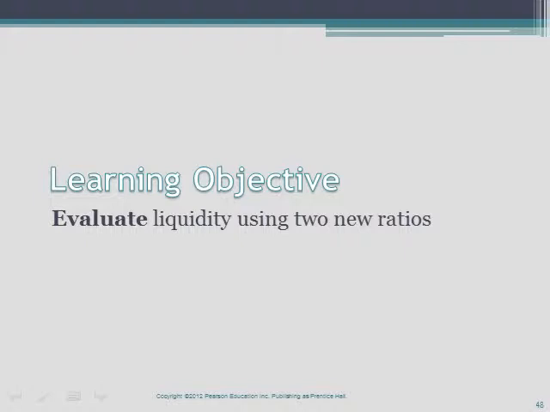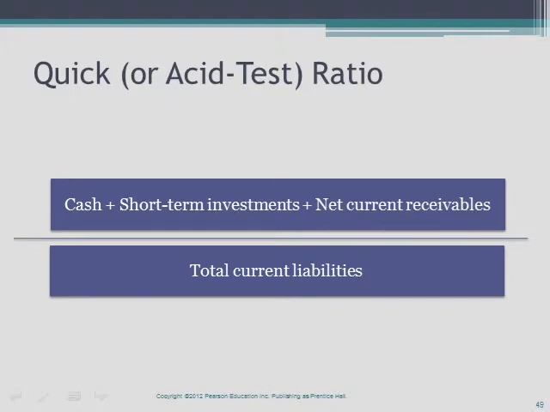And so now we want to shift discussions to how we evaluate liquidity using two new ratios. The balance sheet lists assets in order of relative liquidity. So first is cash and cash equivalents, second are short-term investments, and third are accounts or notes receivable. Managers, stockholders, and creditors care about the liquidity of a company's assets. The current ratio measures ability to pay current liabilities with current assets. A more stringent measure of ability to pay current liabilities is the quick or acid test ratio. The higher the quick ratio, the easier it is to pay current liabilities.